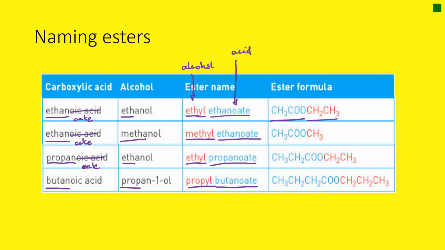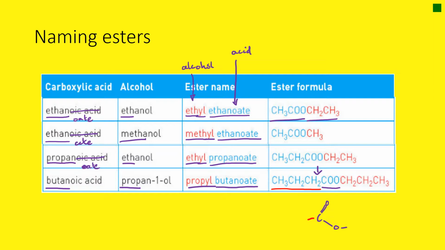When we are drawing structural formulas of an ester, right, it's best to start with the acid end of the molecule. So if you were to draw this last one here, propyl butanoate, first of all I would draw my ester link, like that. Then I'd do my acid part, right, which is this part here.